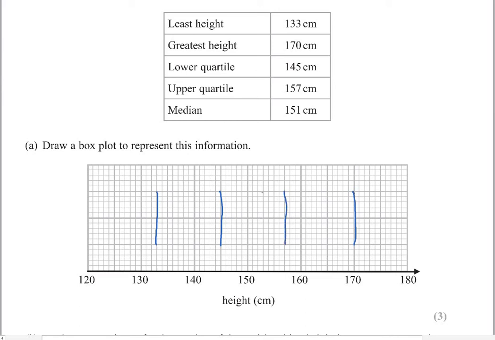Again, make sure you're using your ruler for this. And the median, 151. Now it's just a case of neatly drawing these up, as so. Which is harder than it looks. There we go. So that's our sort of shoddy looking box plot now.